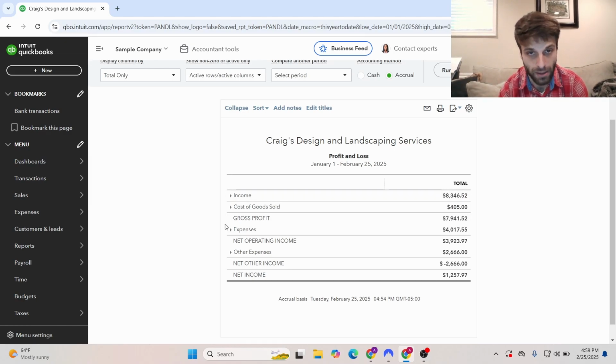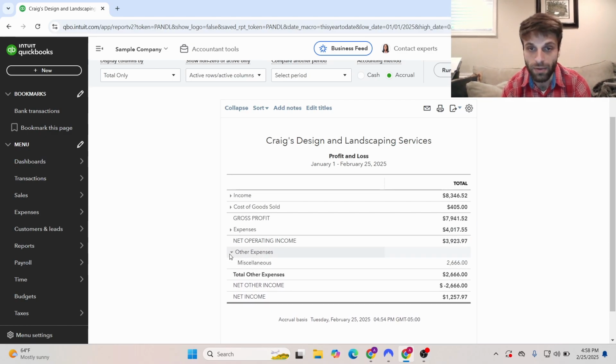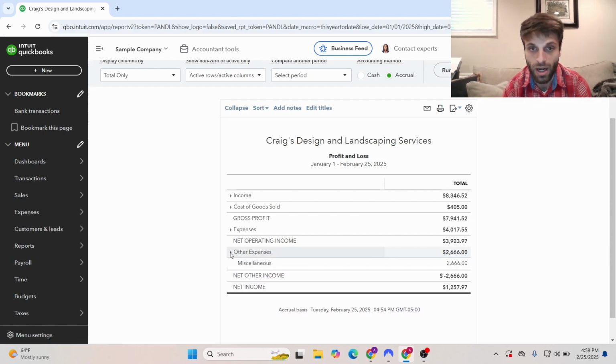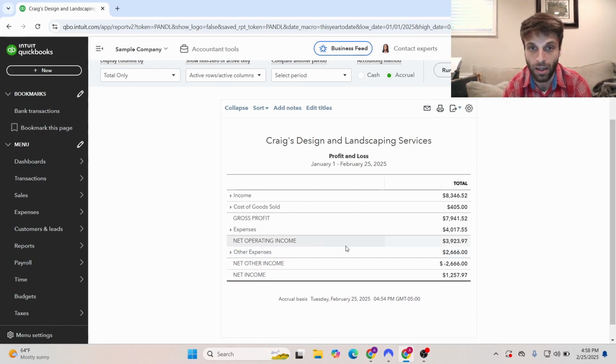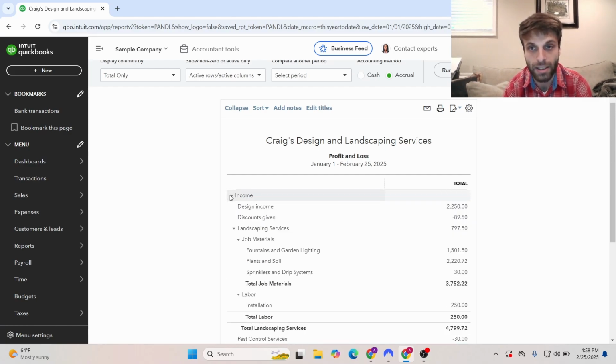And then we have our expenses, right? So we want to subtract our expenses. Obviously, we want to keep our expenses as low as possible, always looking for ways to minimize them as much as we can. Gross profit minus our expenses equals our net operating income. And then we also have some other expenses here, some miscellaneous expenses. Subtract those from our net operating income, and we get our net income here. So we can take a look at some of the categories here.